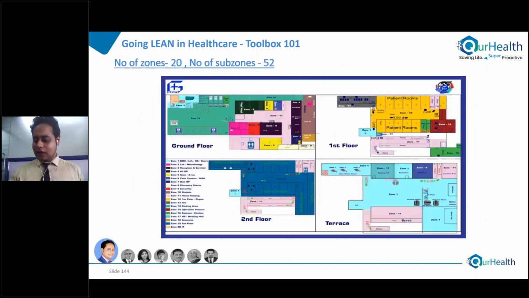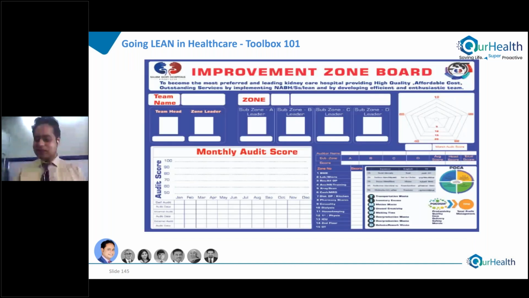So the hospital is divided into a number of zones, there are various zones, 20 zones. The hospital was divided into a number of subzones. Every zone will have a leader and sub leader and a 5S champion, and this activity goes on. Next slide, please. This is an example of an improvement zone board in the hospital, where monthly auditing is done and the scores are monitored by the staff.